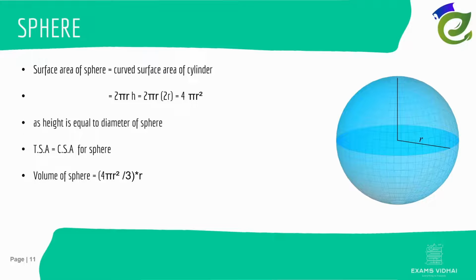Okay, now we will discuss the sphere. A sphere has only surface area; CSA and TSA are the same for a sphere. The curved surface area of a sphere is equal to the curved surface area of a cylinder, 2 pi r into h, where h is the diameter, so 2r, giving 4 pi r square. The volume of the sphere is 4 by 3 pi r cube.